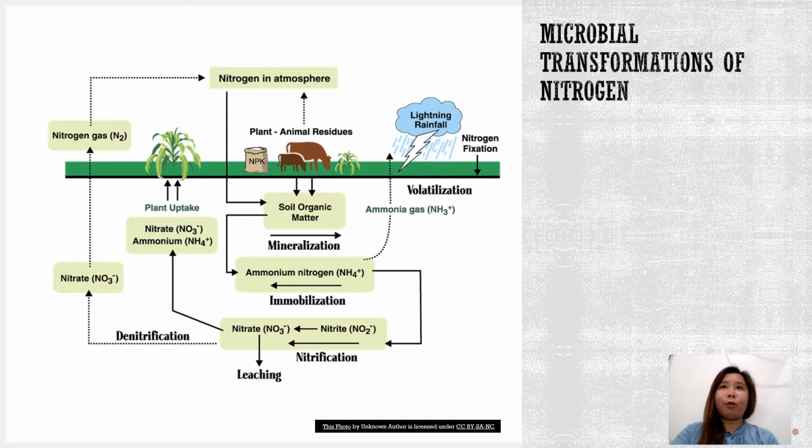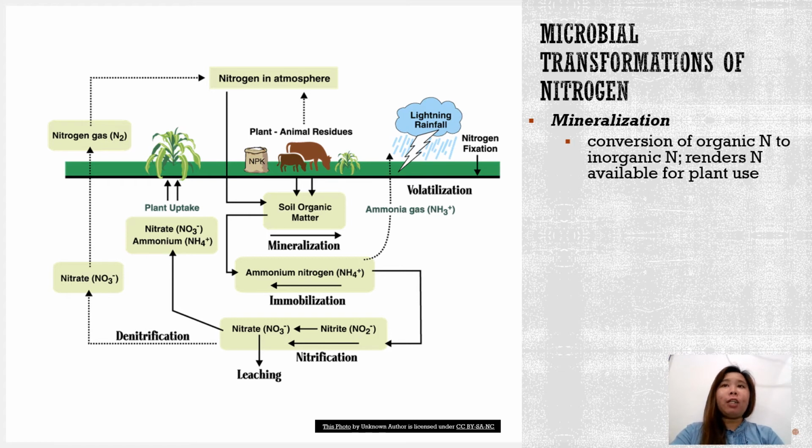In terms of microbial transformations of nitrogen, the first one on our list is mineralization. Mineralization is the conversion of organic nitrogen to inorganic nitrogen, and this renders nitrogen available for plant use because plants can only uptake the inorganic forms of nitrogen and not the organic forms.